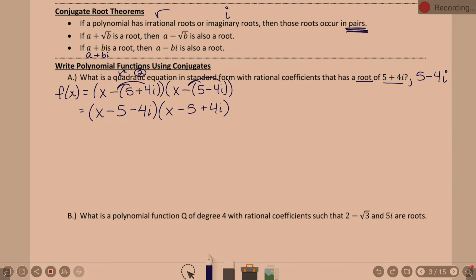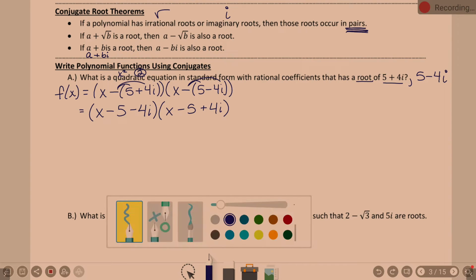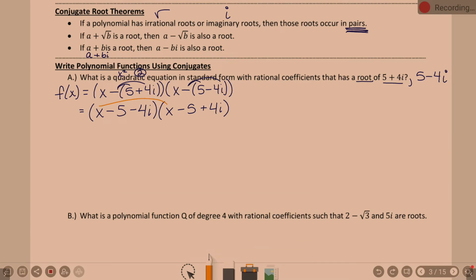Now, this represents our quadratic equation. Standard form means this has to be multiplied out. So big old FOIL, if you will, distributive property. I'm going to start by taking this x right here and multiplying it by what? Everything in the other parenthesis. So x times x is x squared. X times minus 5, minus 5x. X times 4i. Just think of that i as kind of like another variable. And x times 4i, I'm going to say plus 4ix.